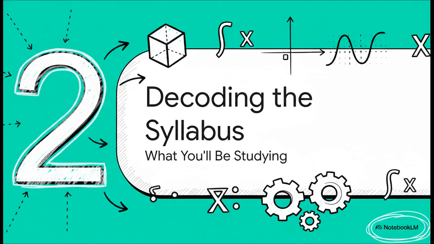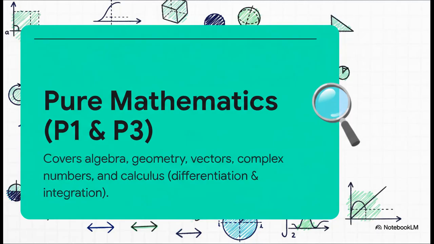Now that we've got the blueprint down, let's take a look at what you'll actually be studying in each of these papers. Okay, pure mathematics. This is the absolute core of your A-level. It covers all those abstract foundational concepts. We're talking about advanced algebra, geometry, and for many of you, some brand new topics like complex numbers, vectors, and the big one, calculus. This is where you'll really get into differentiation and integration.